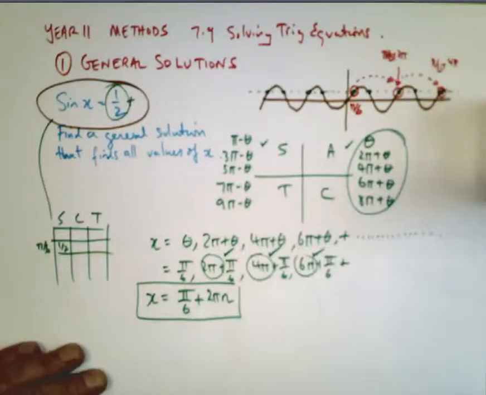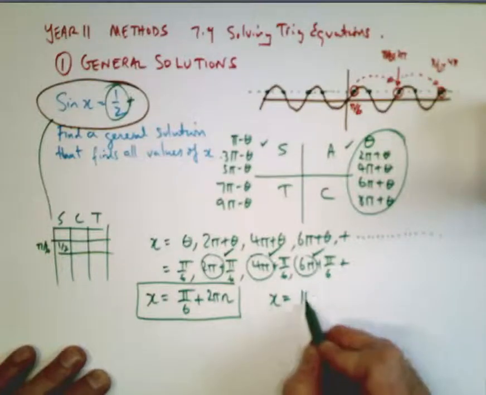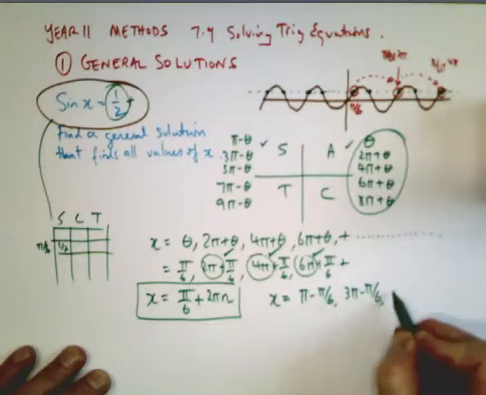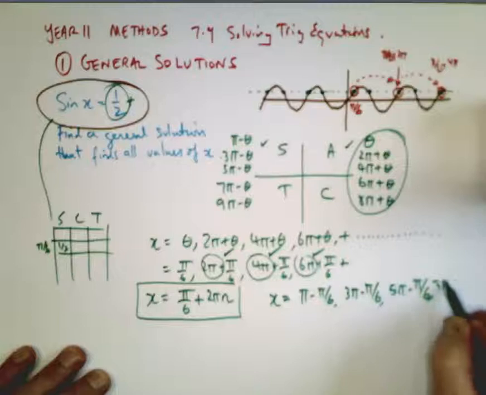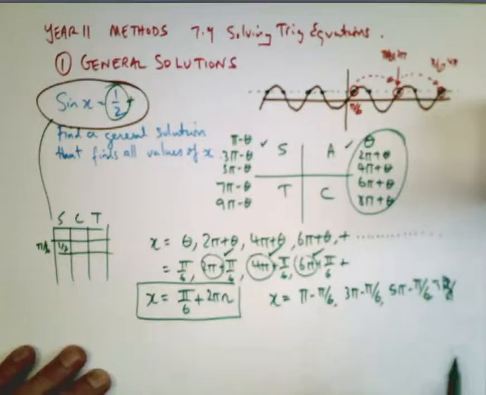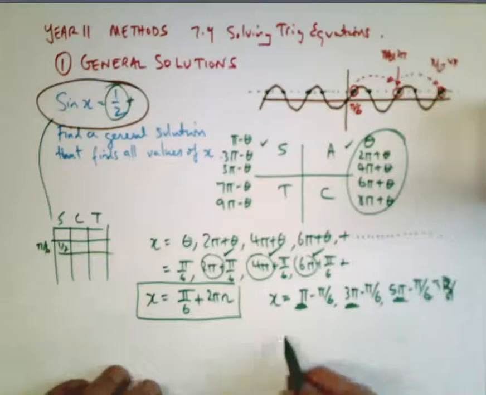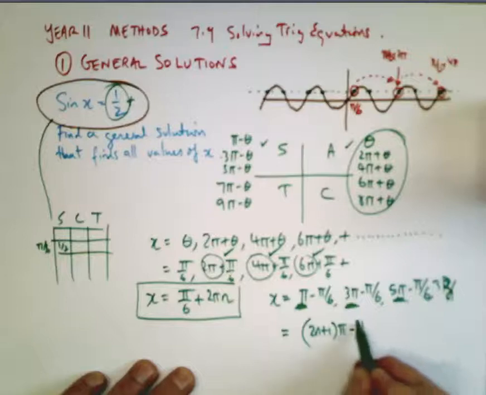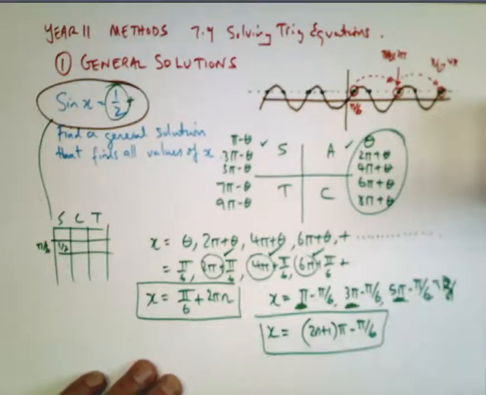How do I find these answers? Well, those answers of x are pi minus pi on 6, 3 pi minus pi on 6, 5 pi minus pi on 6, 7 pi minus pi on 6. They're all the odd pi's minus pi on 6. So how do I get odd numbers? 2n plus 1, pi minus pi on 6 is a way of going about it. So there's two general rules that cover all the possible values.